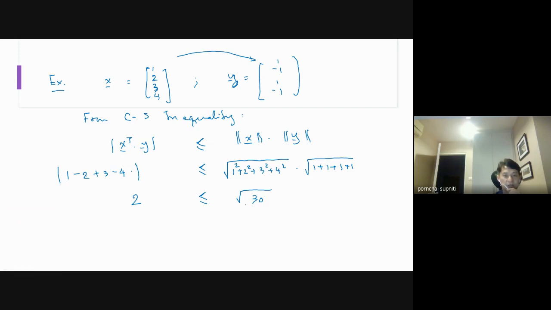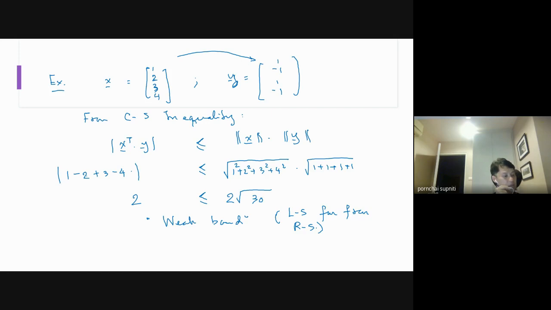So that's it. This is an example of the Cauchy-Schwarz inequality, which is a weak bound. It's not a tight bound. A weak bound means that the left-hand side is very far from the right-hand side. And there are some other inequalities that have a much better, tighter bound.